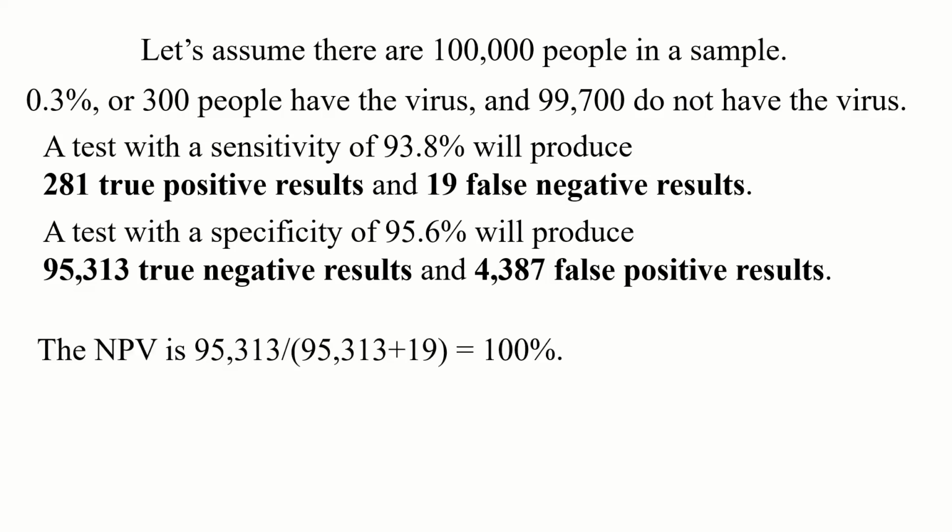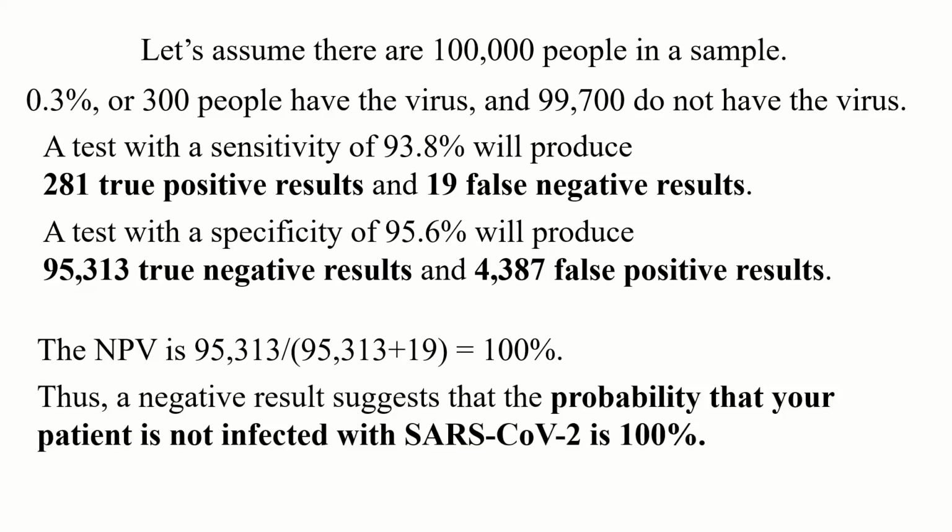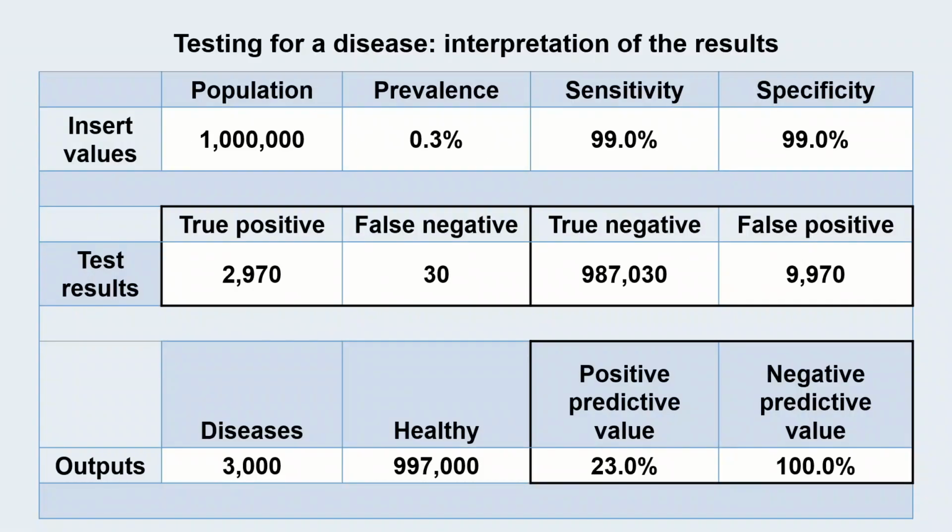If we now calculate the negative predictive value, we take all the true negative results, 95,313, and divide this number by all the number of negative results. The true negative, 95,313, plus the 19 false negative results. This will give us a negative predictive value of approximately 100%, actually 99.98%. Thus, a negative test result suggests that the probability that your patient is not infected with SARS-CoV-2 is virtually 100%. The good news here is that getting a negative test result most probably means that the patient is truly not infected. What happens if we get a more accurate test?